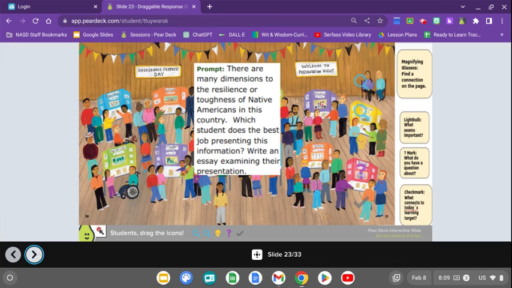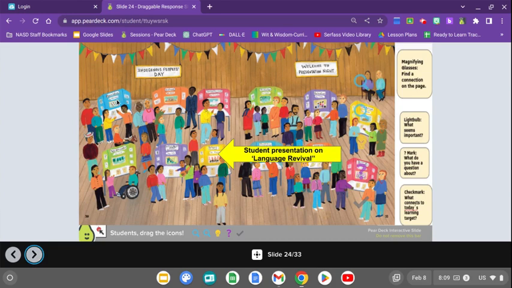All right, let's take a second look at the prompt. There are many dimensions to the resilience or toughness of Native Americans in this country. Which student does the best job presenting this information? Write an essay examining their presentation. Well, let's take a peek.